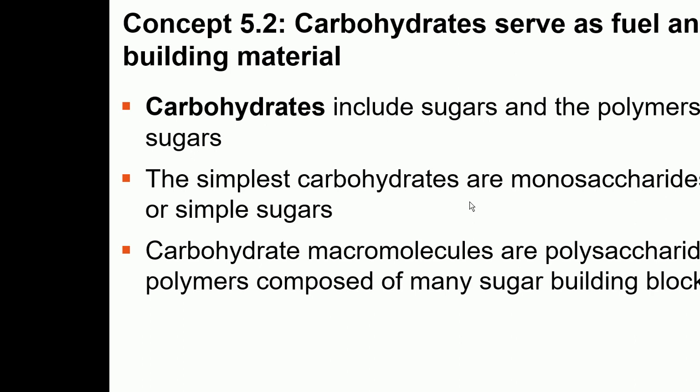Similarly, the simplest carbohydrates are called monosaccharides, and these monosaccharides are linked to each other by dehydration reactions and covalent bonds, and those bonds are called glycosidic bonds. When two monosaccharides link with each other, they form disaccharides, and when many monosaccharides link with each other and form a long polymer, they are called polysaccharides.